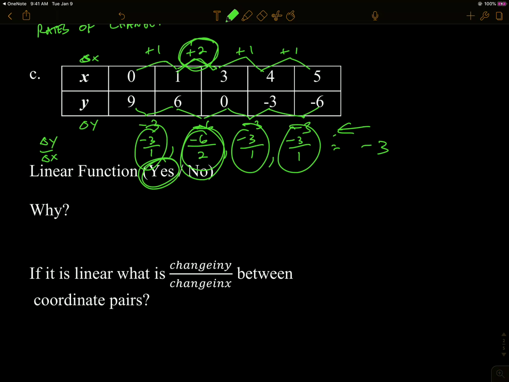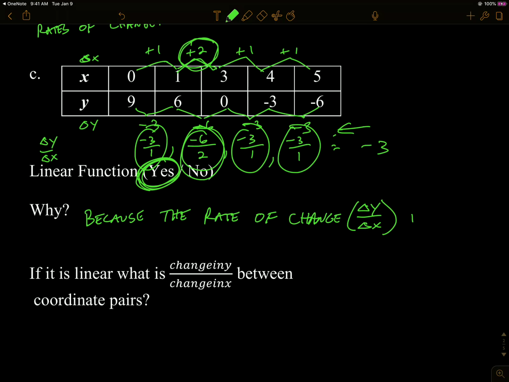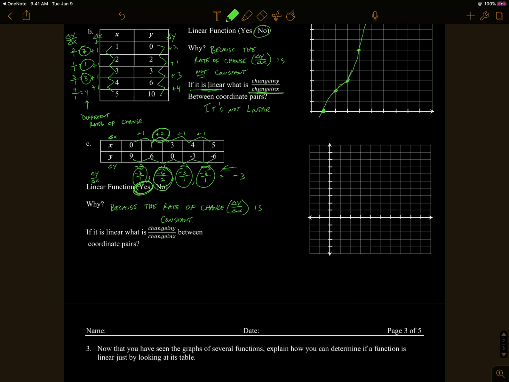So yes, it is a linear function. Why? You're going to say because it's a constant rate of change. The rate of change, which remember is defined as change in y over change in x, is constant. So again, the slope of that line would be -3.